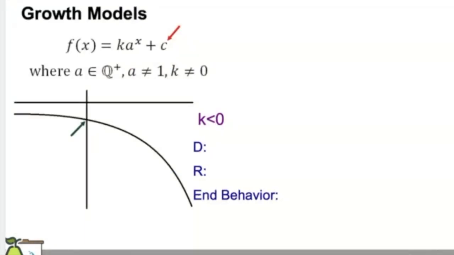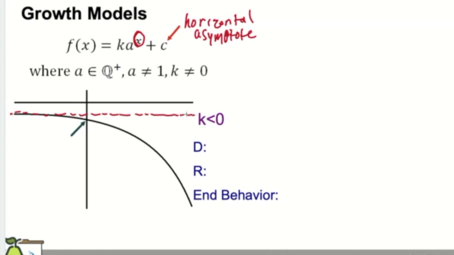Right here, this next one, it's still a growth model because we say it's a growth model because of this. This is growth because this is positive. Now again, C, same thing. This is our horizontal asymptote. So I'll draw a little. This is y equals C. Because we're saying that this right here is their C value right there.